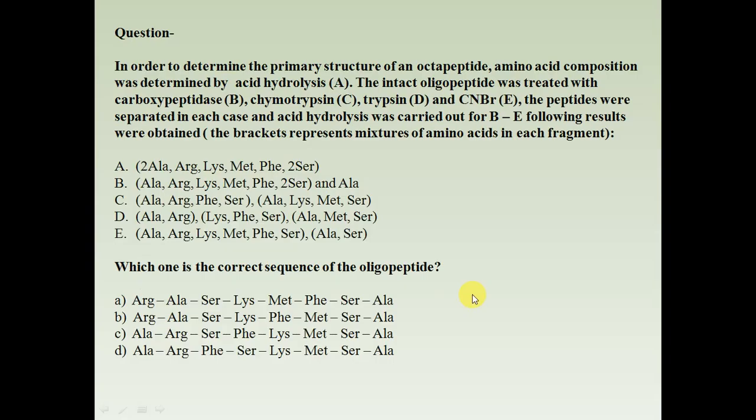Next question. As you can see, the language of this question is pretty heavy, but the solution is really easy if you can read the question. In order to determine the primary structure of an octapeptide, amino acid composition was determined by acid hydrolysis, A. The intact oligopeptide was treated with carboxypeptidase, and you will get this structure, B. When treated with chymotrypsin, you will get this composition, C. Treated with trypsin, you will get this composition, D, and when treated with CNBr, you will get this composition, E.